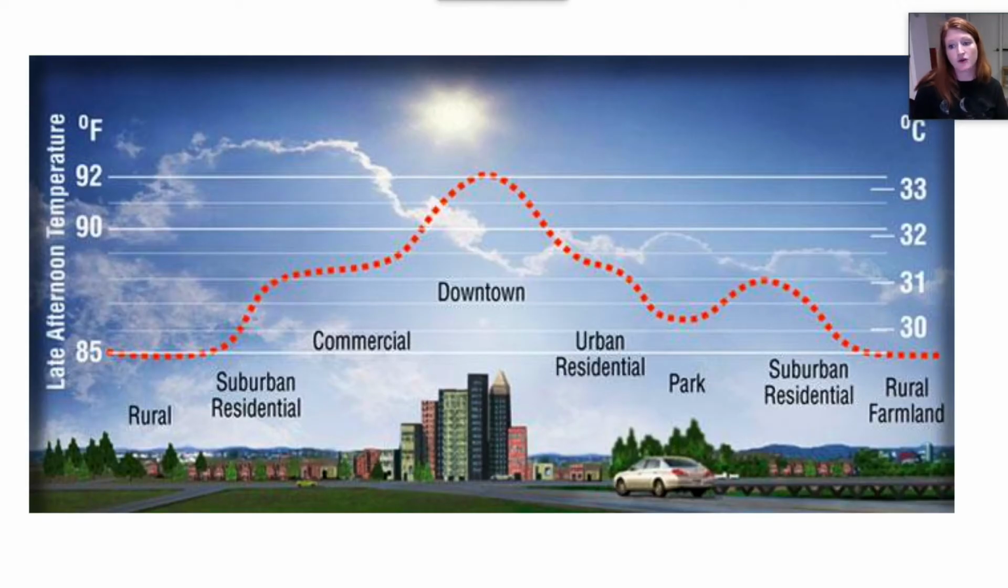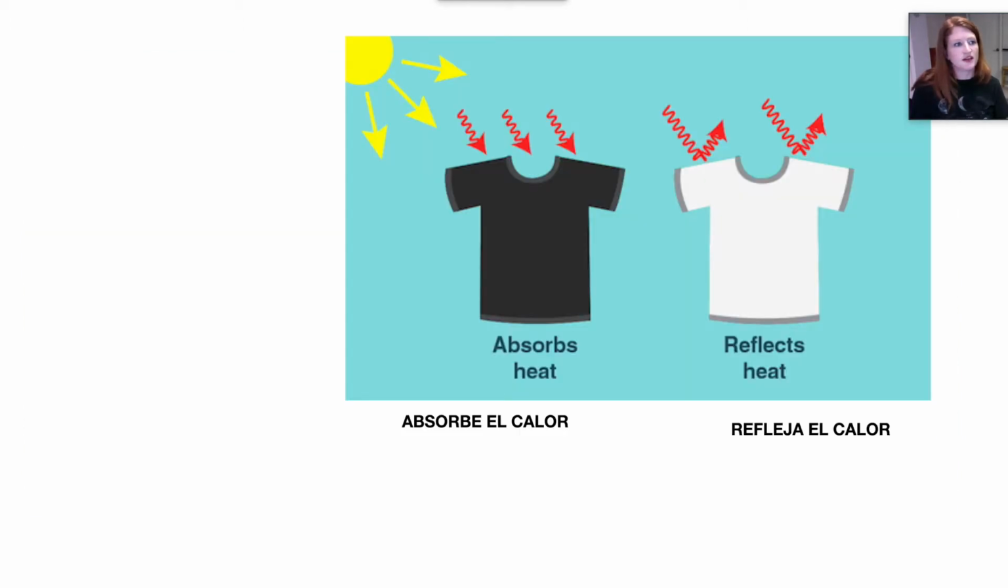On this graph, you can also see that the temperatures are higher in downtown or city areas than they are in rural or suburban areas. So why is that? Well, one of the reasons has to do with the fact that dark colors absorb more heat and light colors reflect heat, which is why in the summer, to stay cool, we tend to wear white.